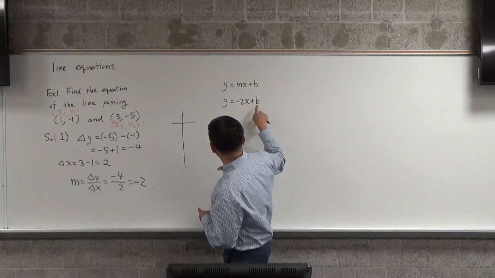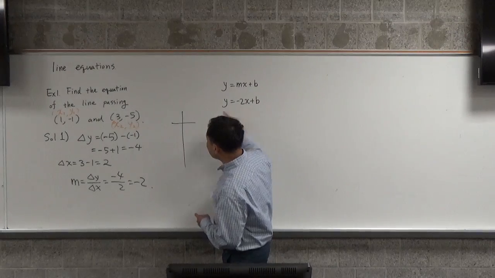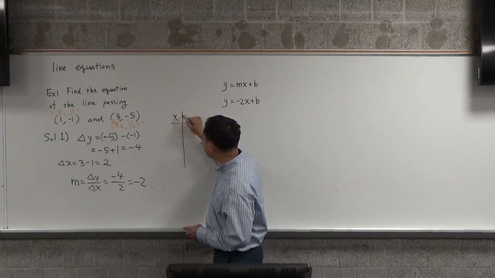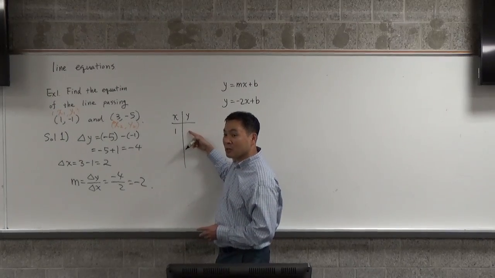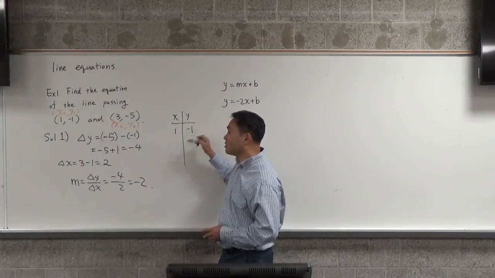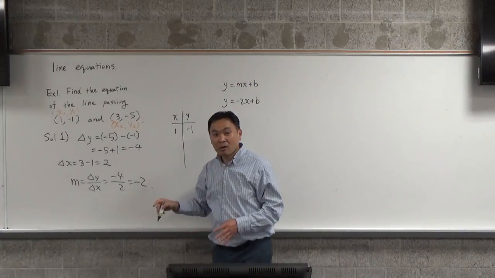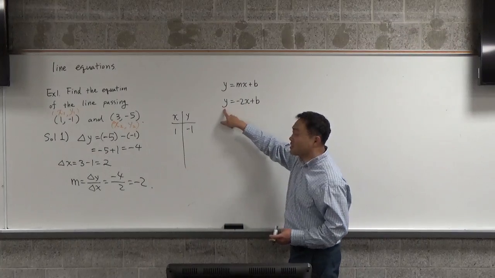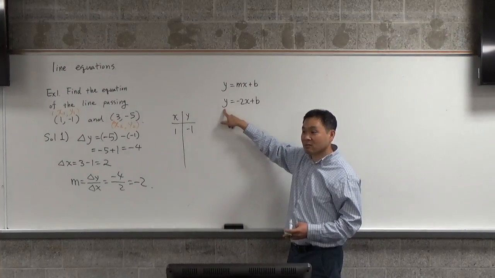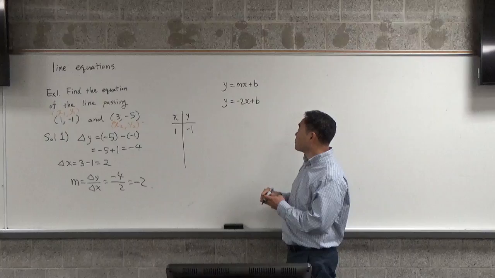Hypothetically, let's say you did know b. Then how would you draw it? You would have x and then y values, and when you had 1 over here, what would you be getting? -1, right? So you know that when you plug in 1, you better get -1 for the y. Does that make sense? Okay, so that's what we're going to do.